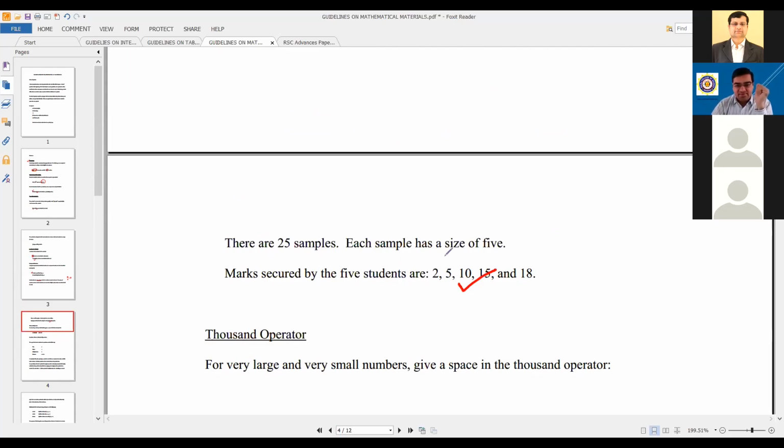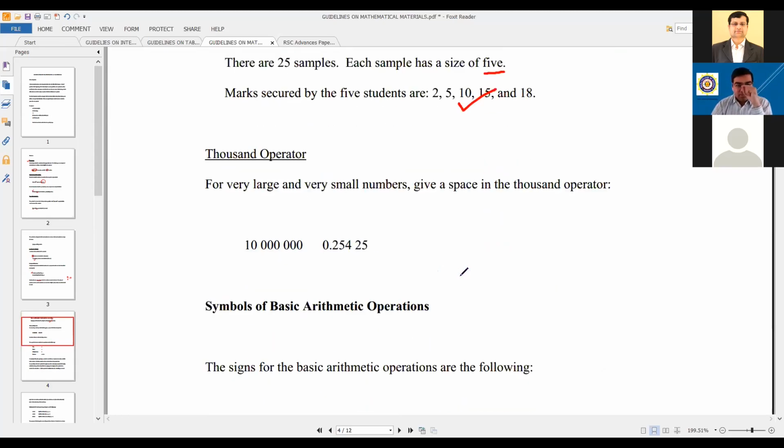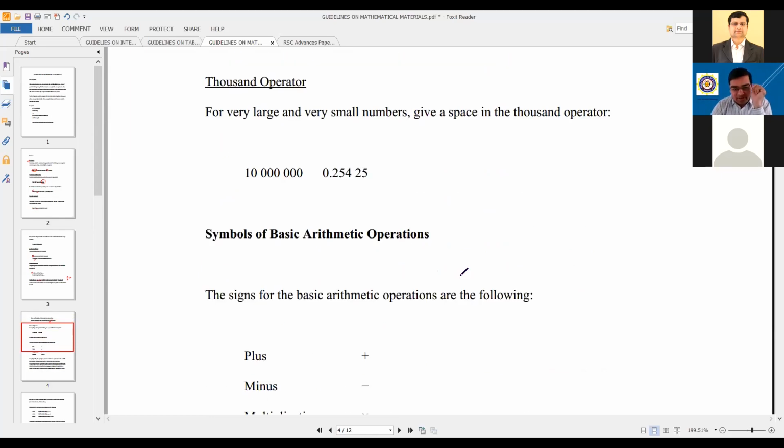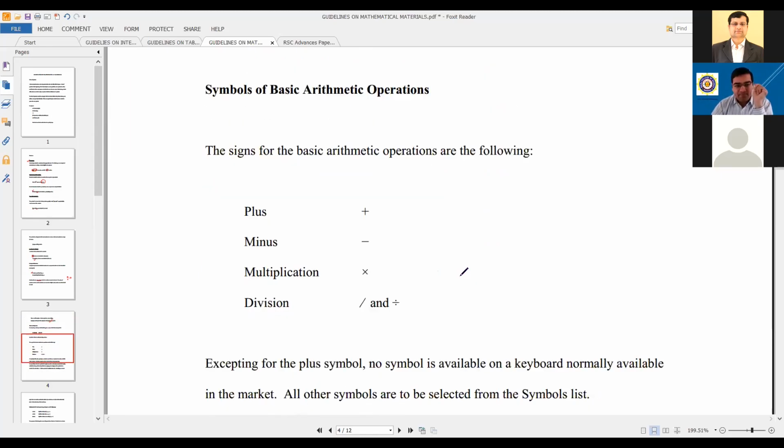There are 25 samples. Each sample has a size of 5. Got it? Simple. Marks secured by 5 students are 2, 5, 10, 15, 18. Don't write here two or five. 1000 operator. Yeah, it depends again.